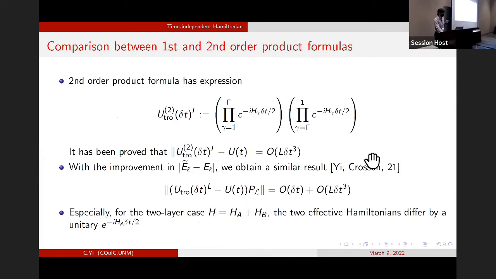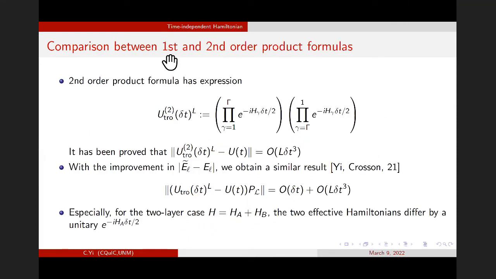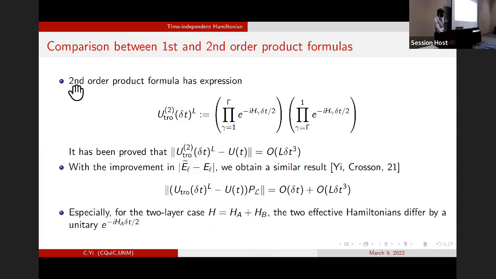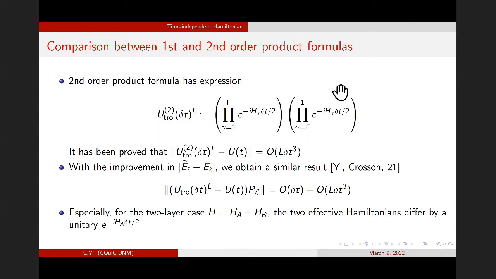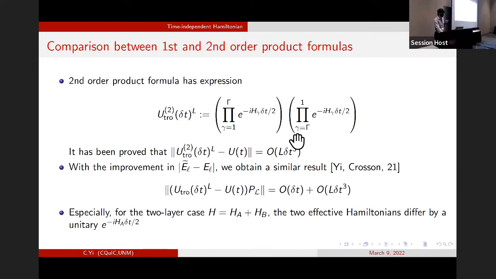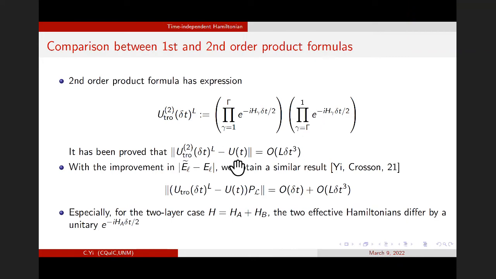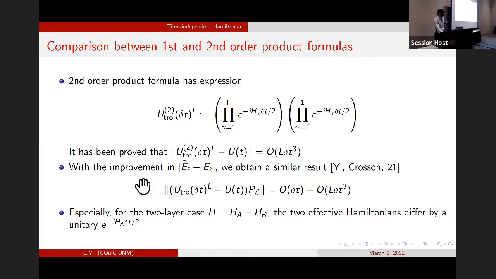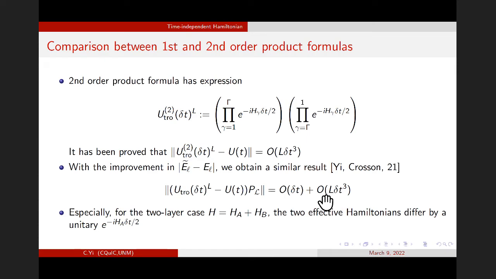And this perspective can help us to see the similarity between the first and the second order formula. So the second order formula has this expression, which is basically the product of two first-order formulas, but one of them is reversely organized. It has been proved that the second-order formula error is proportional to error times delta to the third. And with the improvement in the Trotter error in energy, we can obtain a similar result, where the first term comes from the deviation in eigenbasis, and the second term comes from the deviation in energy levels.